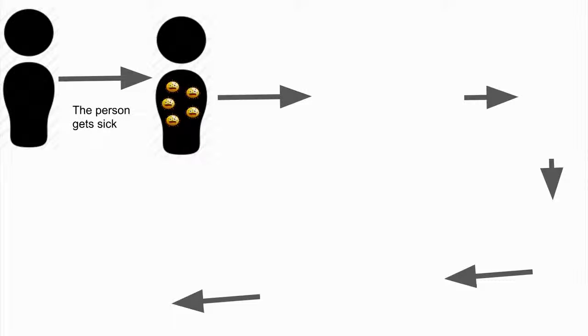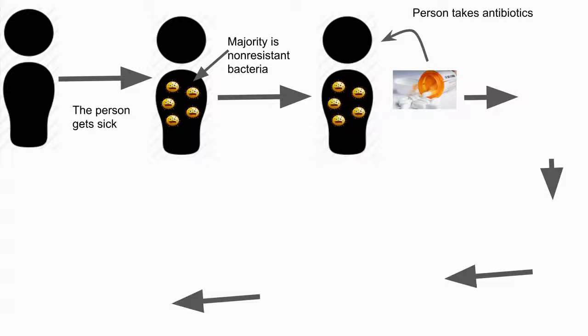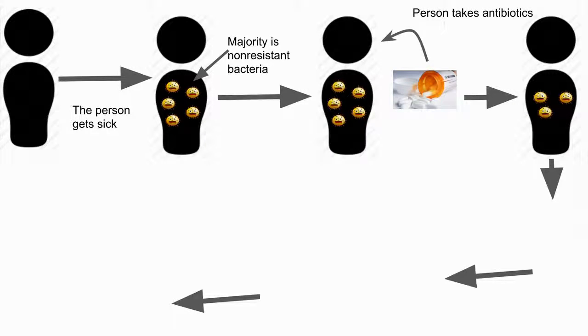This is how antibiotic resistance is acquired in a population of infecting bacteria in humans. So first we have the person, and the person gets sick. So the majority of the infecting bacteria is the non-antibiotic resistance bacteria. Then the person takes antibiotics to cure his disease, and slowly the bacteria population is lowered.